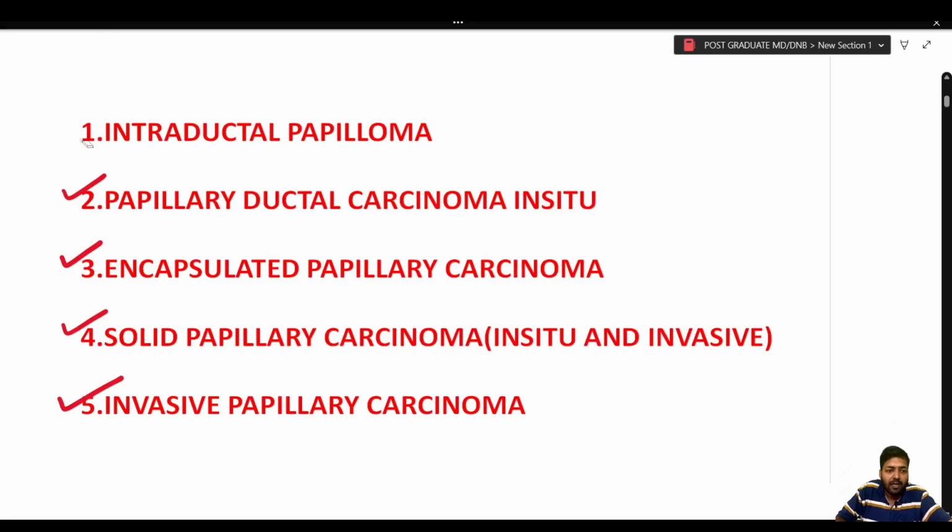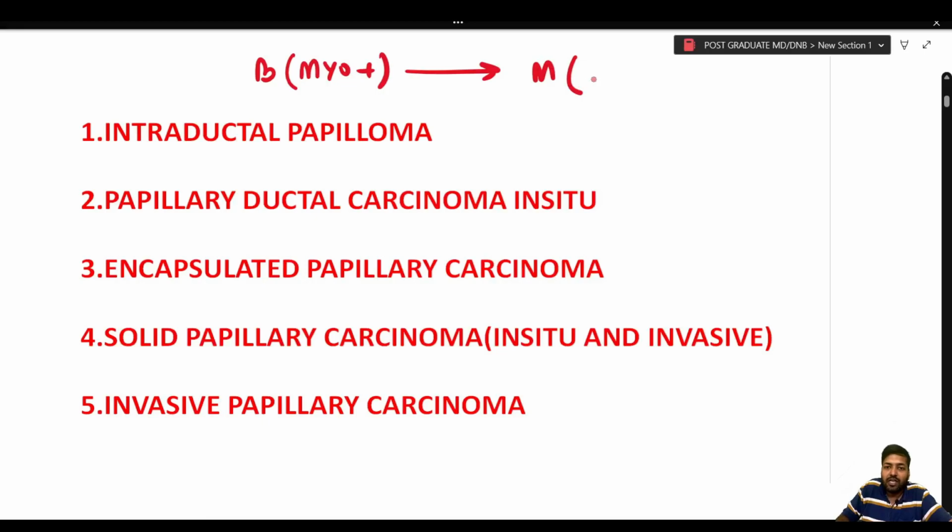For that, I would just like to enumerate one important point right now: you have heard about myoepithelial cells. Usually in case of benign lesions, the myoepithelial cells are present. But if you go towards a malignant lesion, there is absence of myoepithelial cells. This concept we already know in detail, and we are going to apply this particular concept over here.